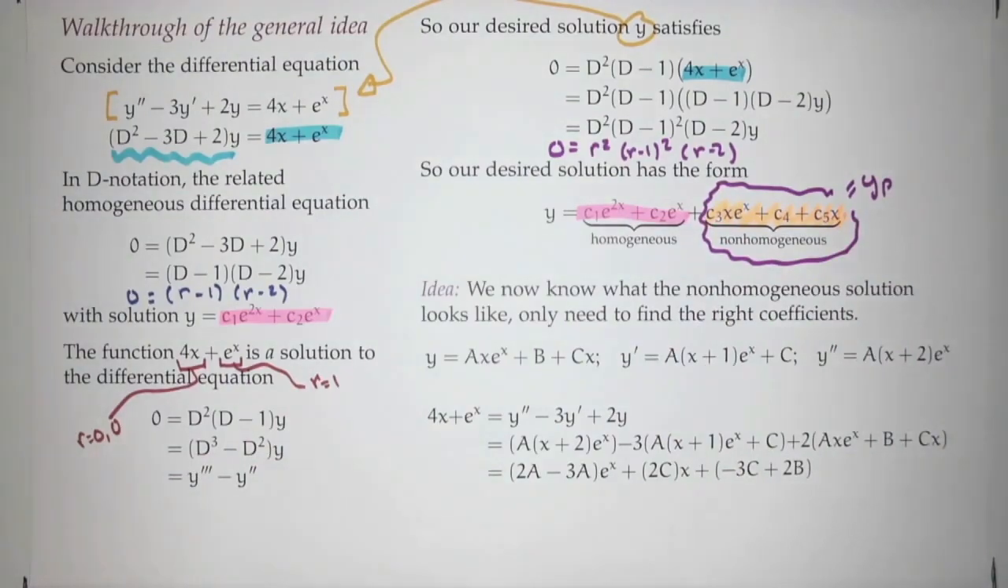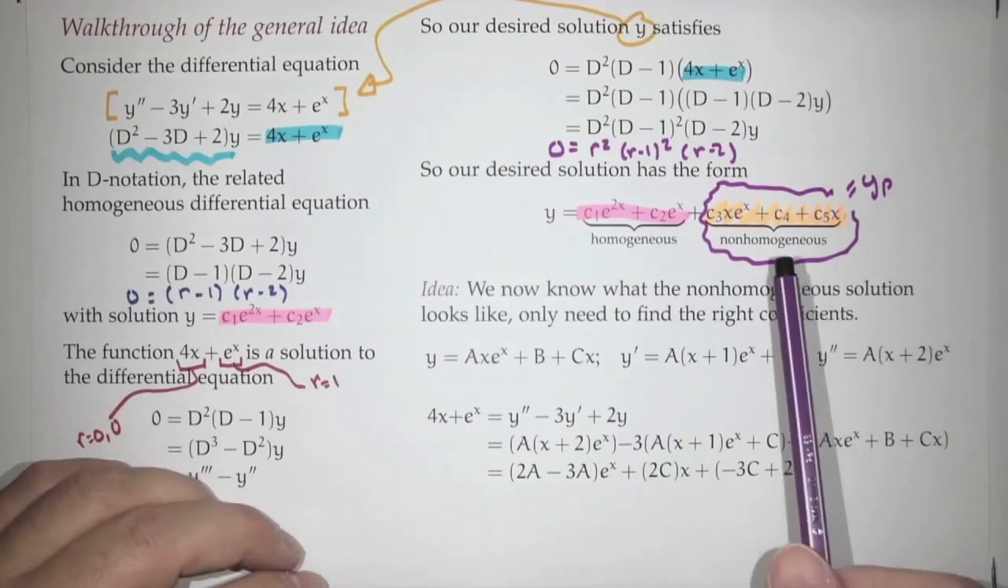We know what it looks like, almost. What's the problem? What don't we know? We don't know those coefficients. So the only thing left for us to do is to say, well, what coefficients make this work? So how do we do that?